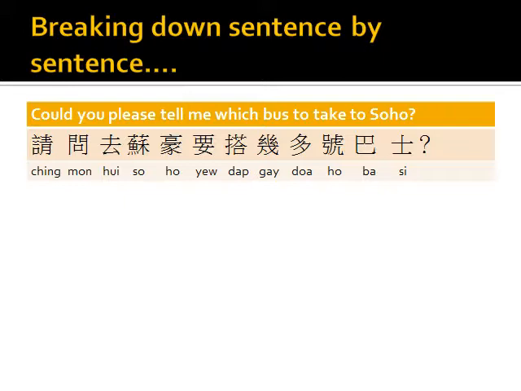Okay. Now the next three kanji after 搭 actually are 幾多號. Now these three kanji when put together mean which number. And then the last two kanji, 巴士, sound really similar to English bus, and it means the same thing as well. So overall, 請問去蘇豪要搭幾多號巴士 means could you please tell me which bus to take to Soho?